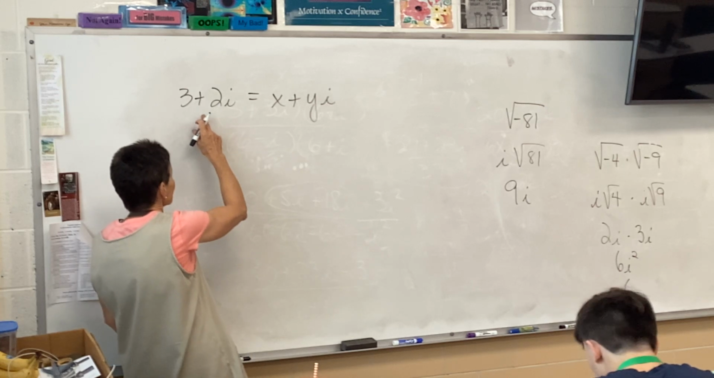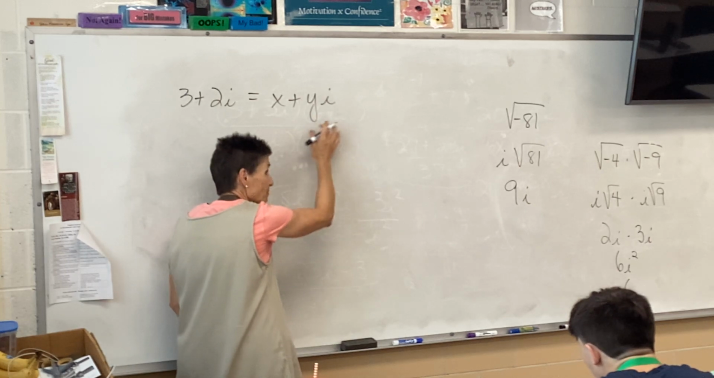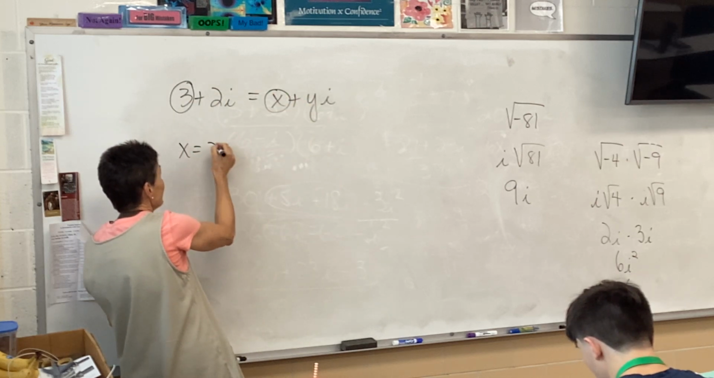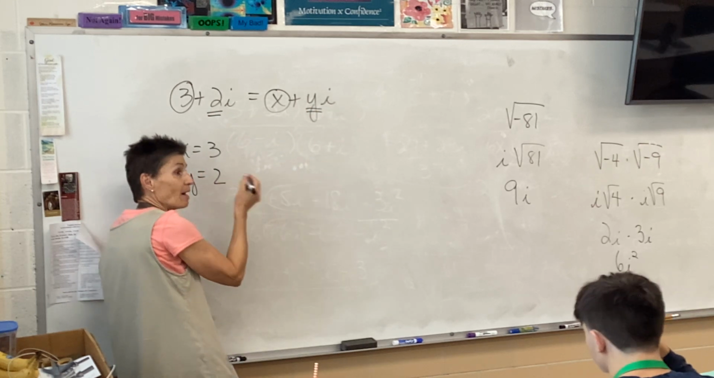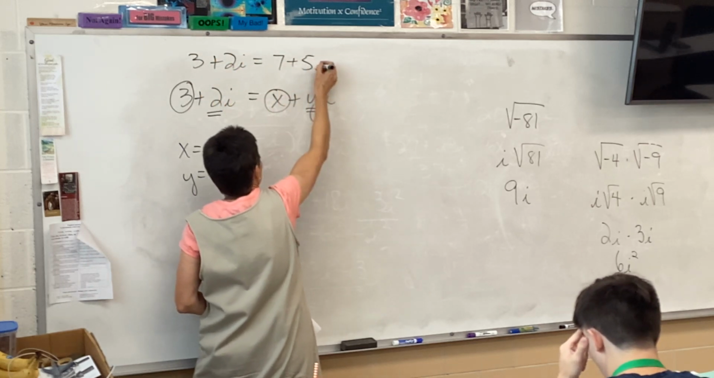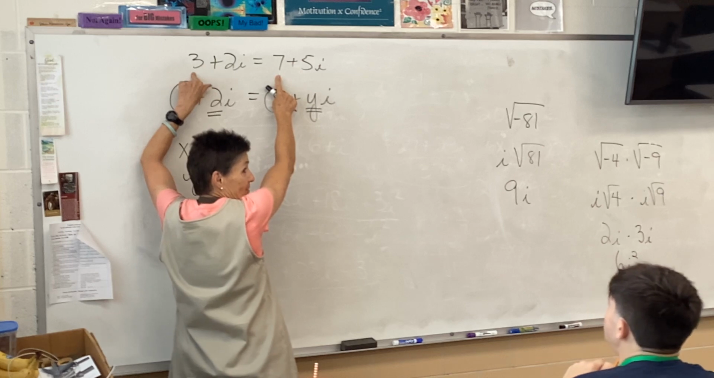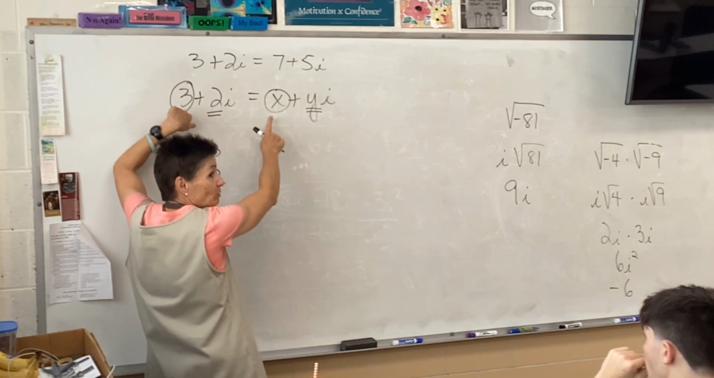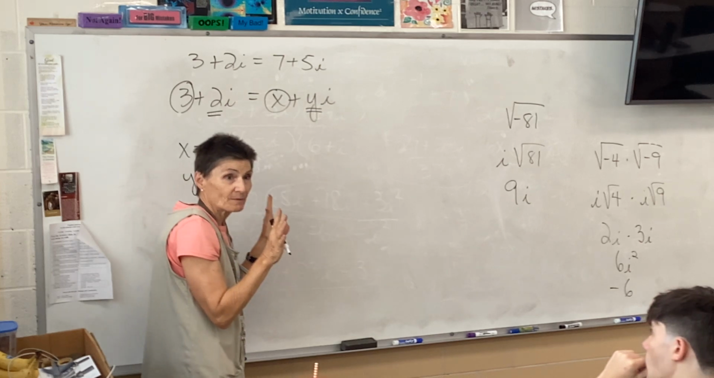Kids, look. If 3 plus 2i has to be the same as something plus something i, then doesn't it make sense that this number has to be a 3 and this number has to be a 2? Isn't that how they're going to equal? It wouldn't make any sense to say 3 plus 2i equals 7 plus 5i, right? If they're going to be equal, these two have to match, and these two have to match. So in this case, X has to be 3, and Y has to be 2. Okay, that's how easy it is.